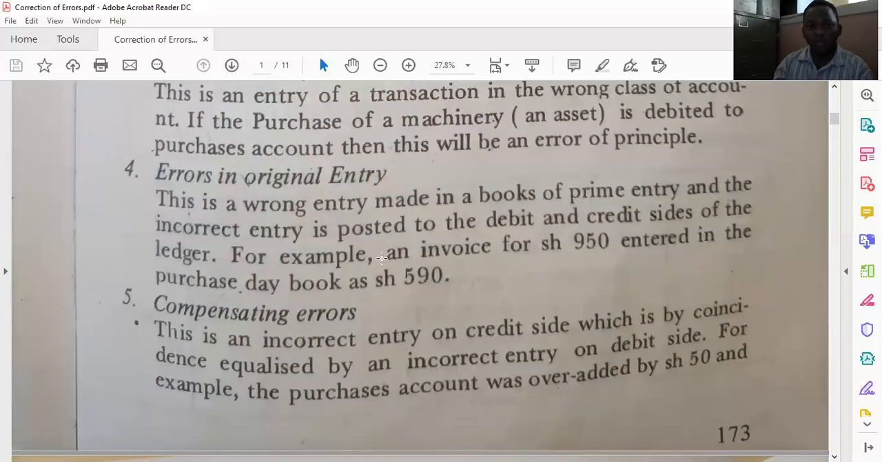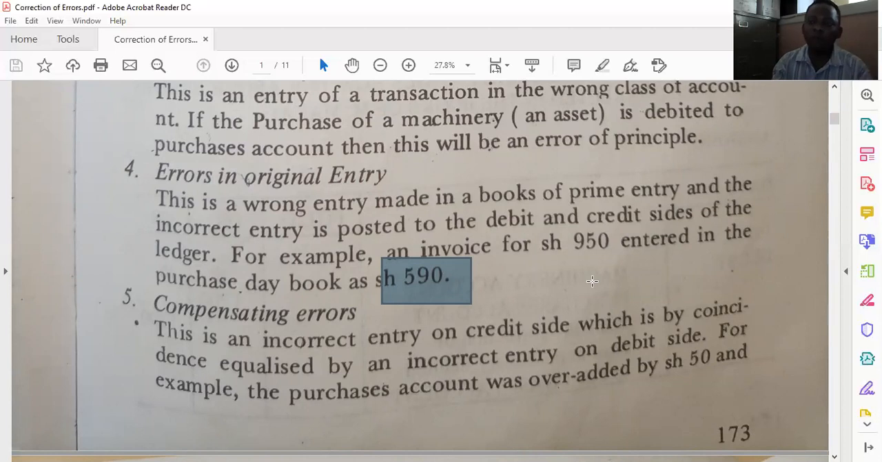Yeah. So you enter 590 shillings in this case on the debit side of purchases account and the credit side of the creditor. So on the debit side, in the purchases account, you enter 590 instead of 950, and on the credit side, in the creditor's account, you enter 590 instead of 950. So the effect will still be the same on both sides. The only difference is that you've entered the wrong amount. Yeah, so garbage in, garbage out.